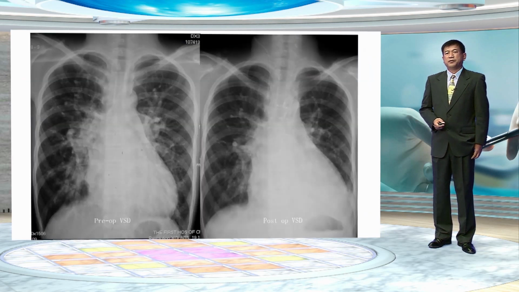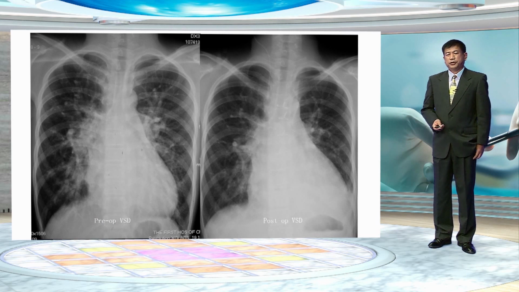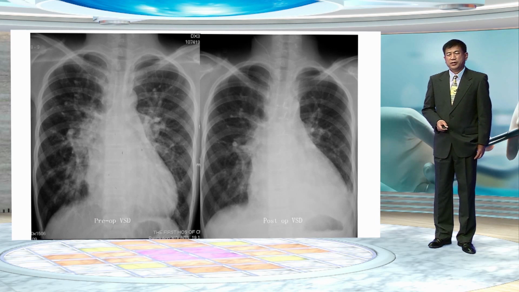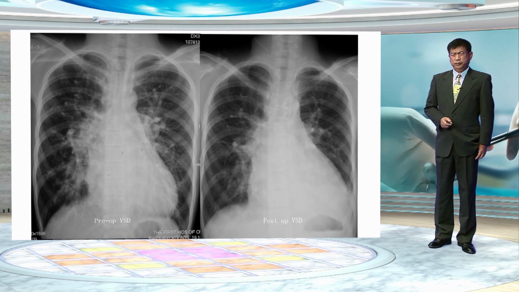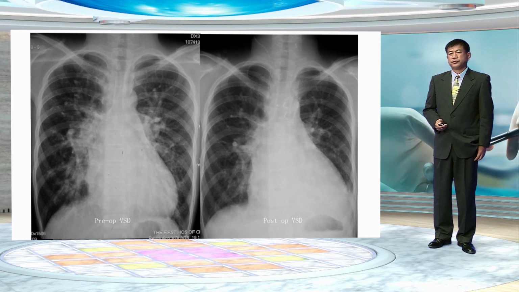This is the comparison of a patient's chest film before and after the operation. You see, the left one shows the preoperative chest film. You can see pulmonary plethora, or pulmonary congestion, on the film. After the operation, the lung fields become clear, and it needs time for the heart to shrink to normal size.